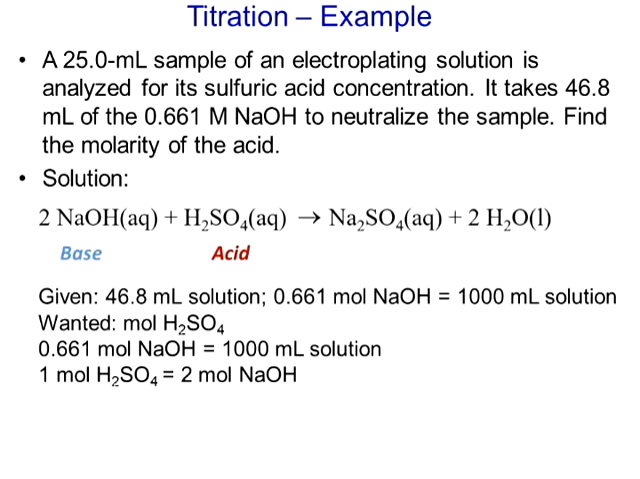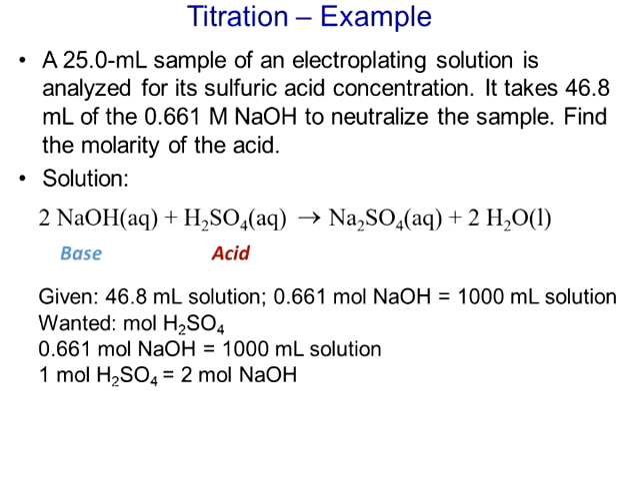Once we carry out a titration, we can use some straightforward math to determine the unknown concentration. So let's do that with an example. Here it is. A 25.0 mL sample of a solution is analyzed for its sulfuric acid concentration. It takes 46.8 mL of 0.661 molar sodium hydroxide to neutralize the sample. Find the molarity of the acid.